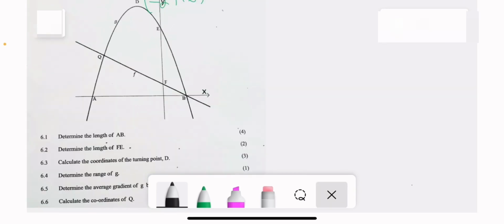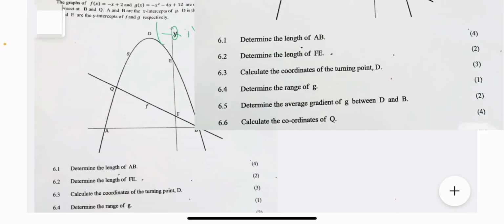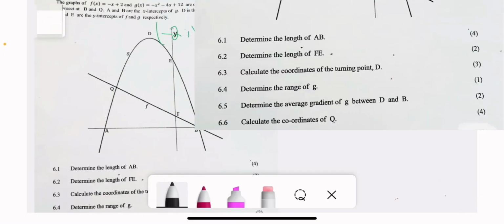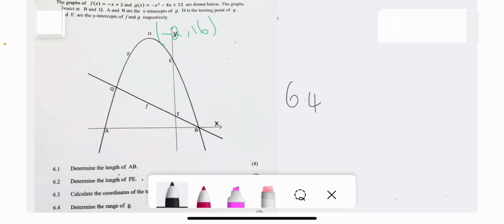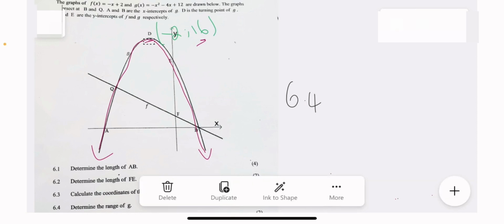Moving on to 6.4, determine the range of G. So the range is the y values of the graph. The graph of G is the parabola. You can see it turns at D. The y value at the turning point is 16. The graph has values of y below 16.